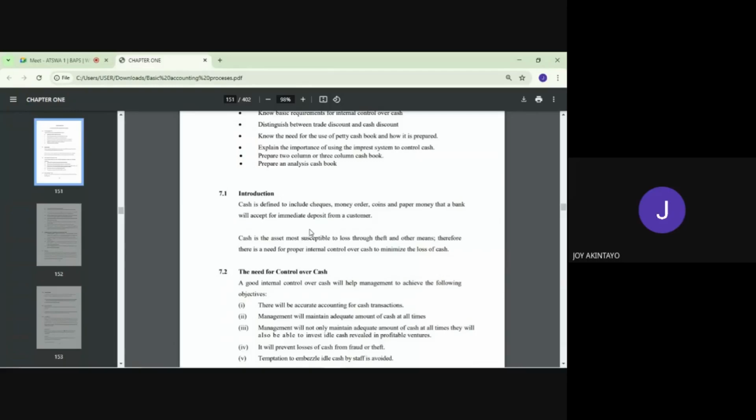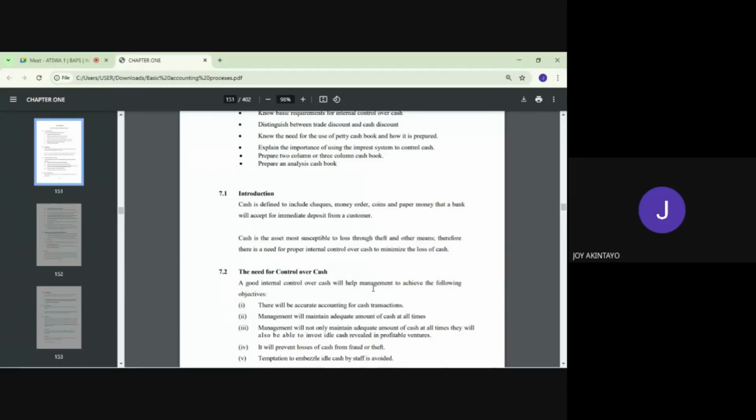Are we together? Yes. So that's cash for you. Now, cash is the asset most susceptible to loss through theft and other means. That is, you can lose it through theft and other means. Therefore, there is need for proper internal control over cash to minimize the loss of cash. Someone can easily lose some cash.